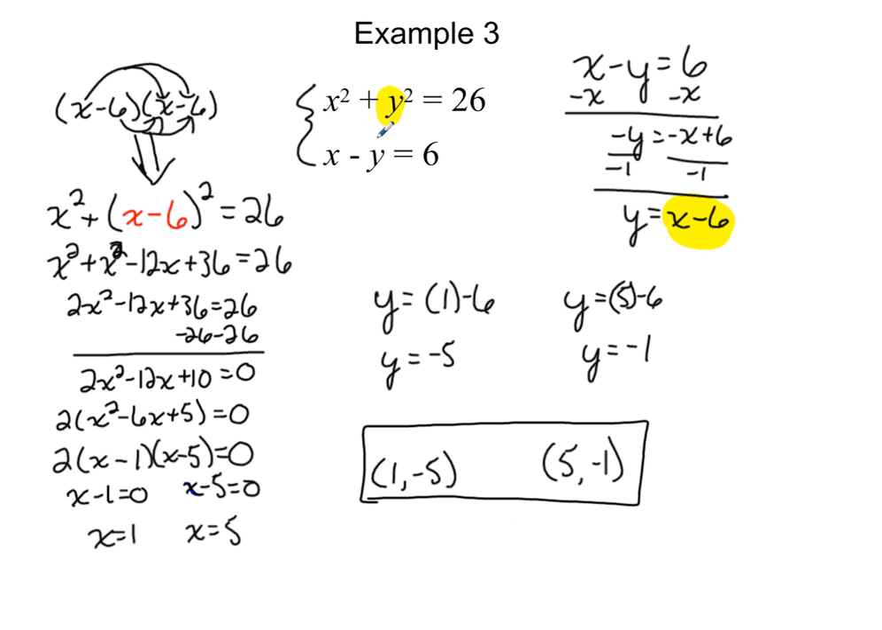Alright, to plug them back in to check. 1 squared is 1, -5 squared is 25, 1 plus 25 is 26. And then 1 minus -5 is the same thing as 1 plus 5, that gives me 6, that works. 5 squared is 25, -1 squared is 1, 25 plus 1 is 26, that works. And then 5 minus -1 is the same thing as 5 plus 1, that gives me 6, that works. So they both check out. They both work.